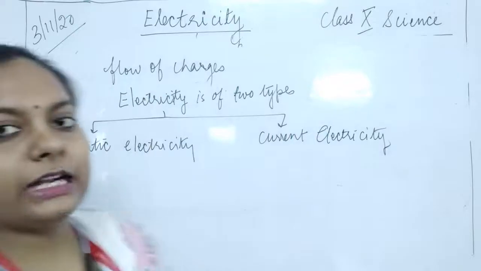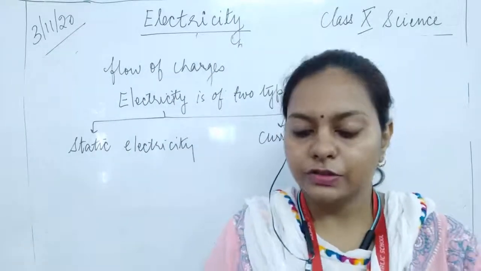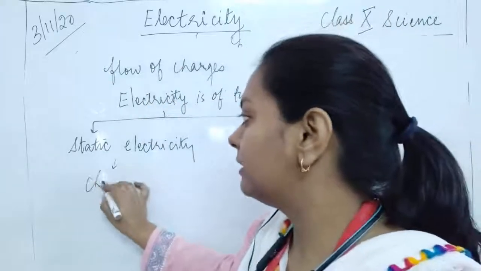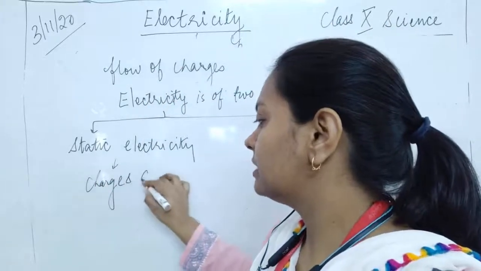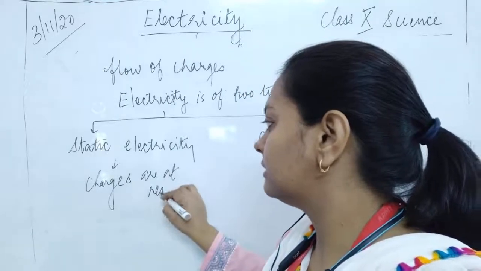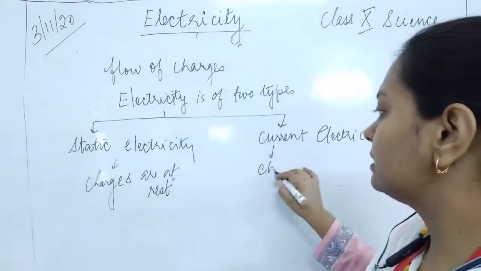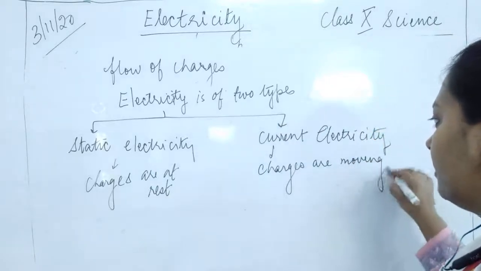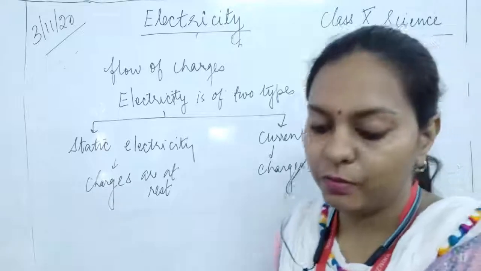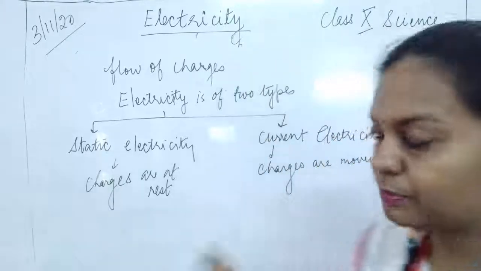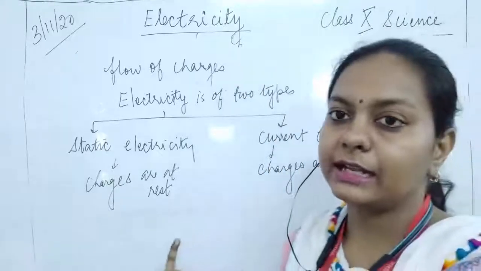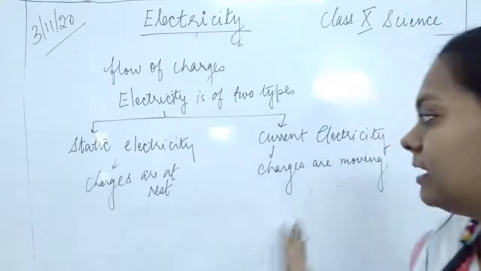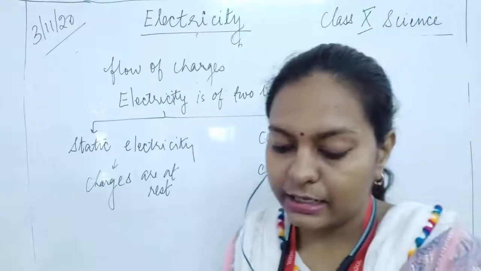Okay, static electricity and current electricity. So children, what do you mean by static electricity? Static means the charges are at rest. Current का मतलब charges are moving. They are not at rest, they keep on moving. So when the charges are at rest, it is said to be static electricity, whereas the current which is moving, when the flow of charges is continuously taking place, is said to be current electricity.